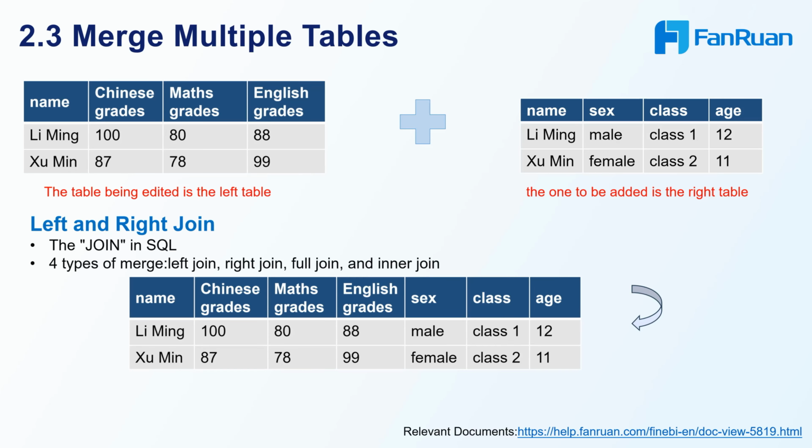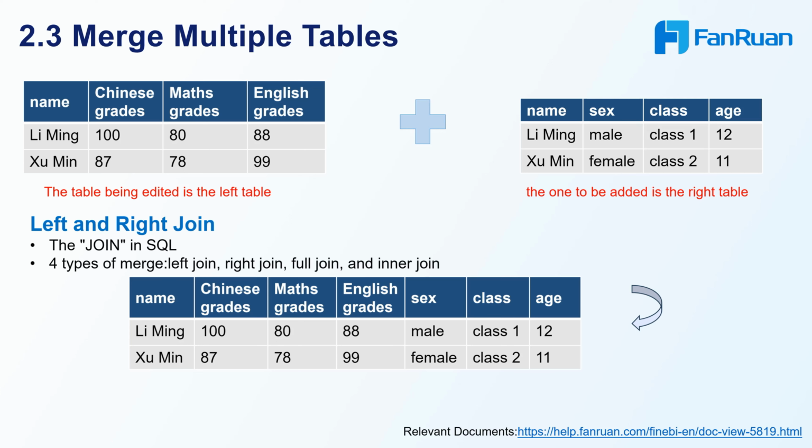Next, I'll teach you another method for horizontally expanding tables, called left and right join. This feature achieves similar results to adding columns from other tables. But it offers more options, including left join, right join, full join, and inner join. If I say it's like the SQL join, you might understand quickly. But don't worry if you haven't learned SQL, it's not complicated. Once encapsulated in FineBI, it's actually quite easy to learn.